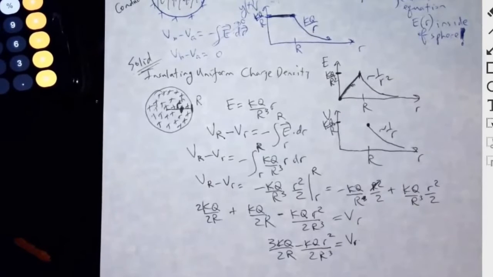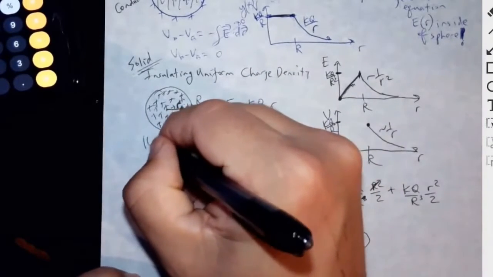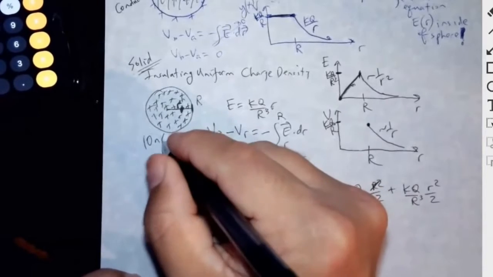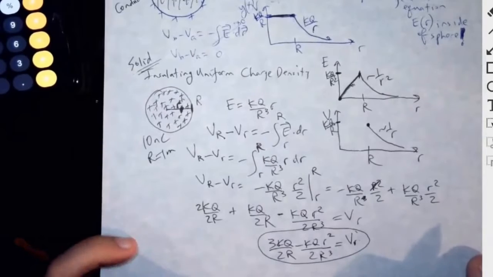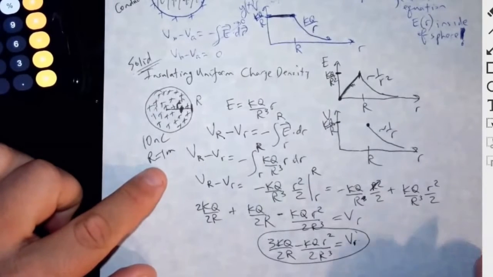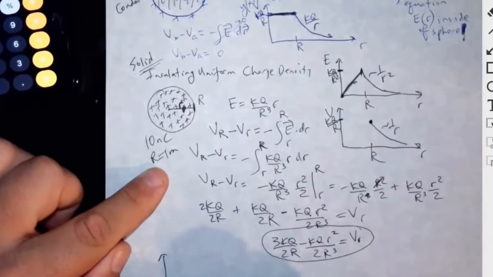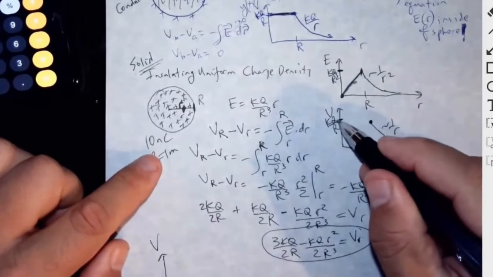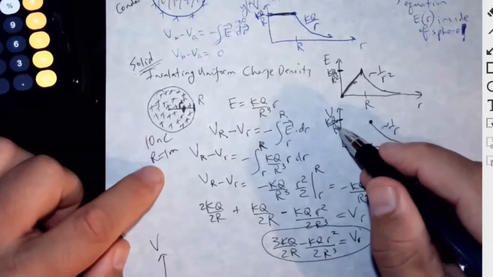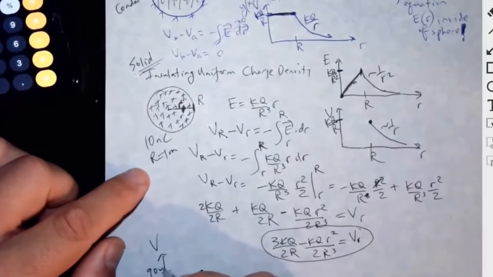So let's see what kind of a function this looks like. Let's give it some numbers again. Let's say it's a 10 nanocoulomb sphere with a radius of 1 meter. What would the voltage be at the surface? It'd just be kq over r, which is 9 times 10, 90 over 1. So this would be 90 volts.